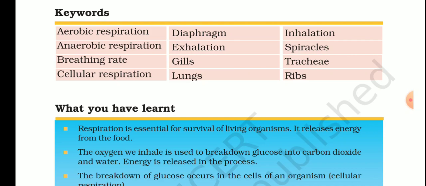And the ribs. Ribs help us to protect the lungs. They are the protective covering of the lungs, or we can say that the lungs are present inside the rib cage. Why is it given the name rib cage? Because it forms a cage-like structure around the lungs. Clear, students? So, these were some keywords of this chapter.